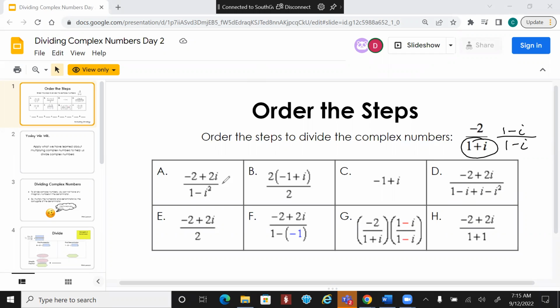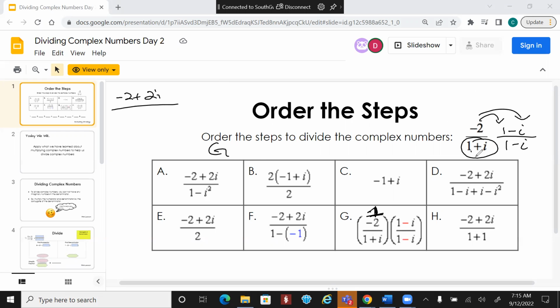So which one of these looks like this? G. Okay, so we're going to start off with G. So we're going to put a 1 right here, or you can write it out, G first. Now we're going to actually multiply that out. When we distribute that, we're going to get -2 times 1, which is going to give us -2. -2 times -i is going to give us a positive 2i.